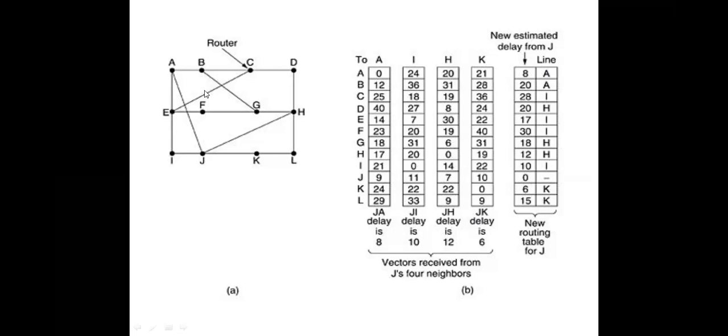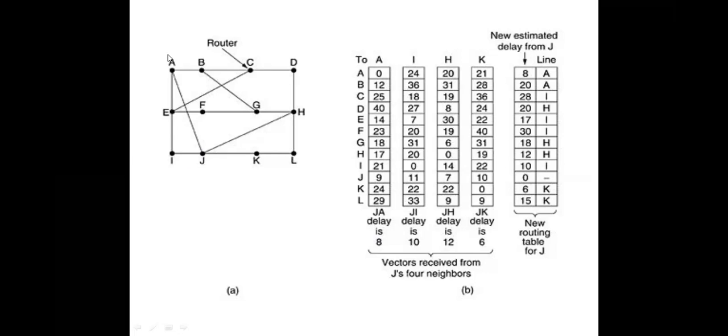Then what about J to B? Now you need to calculate J to B. I will give you a clue for J to B and J to C. Remaining you have to do. How can we calculate the delay from J to B? Initially we know J to A is 8. The distance between A to B is 12. So in order to go to B via A, what is the length? J to A is 8 and A to B is 12. 8 plus 12 is 20.